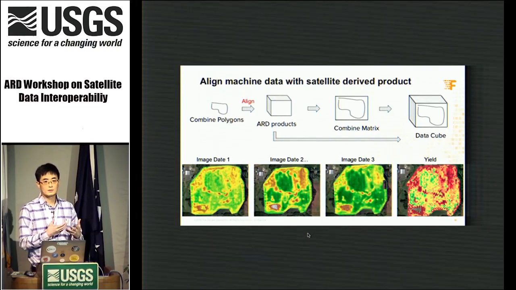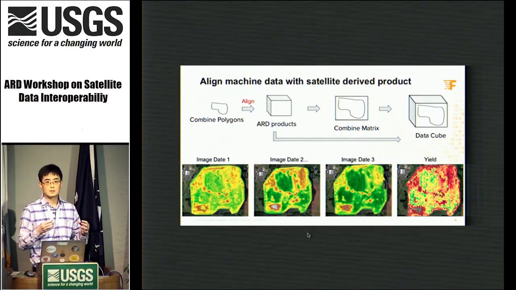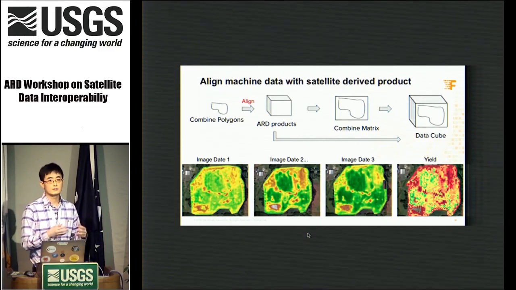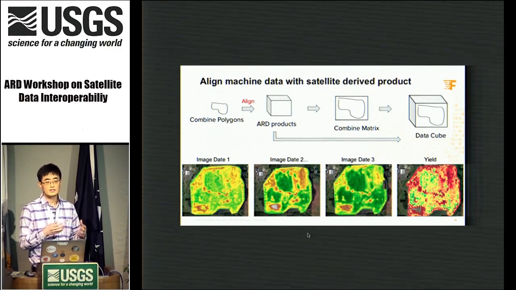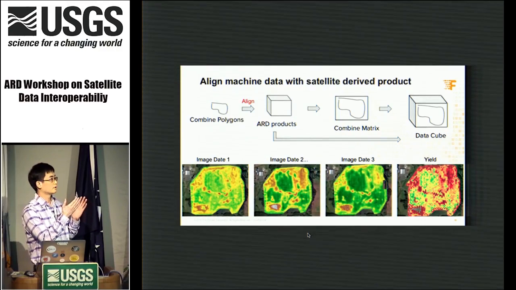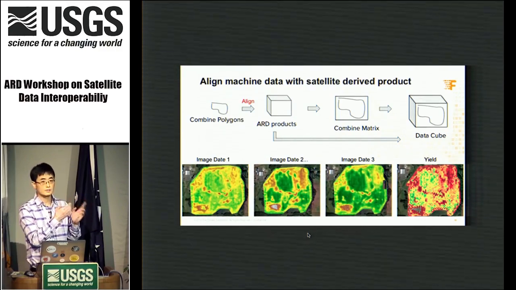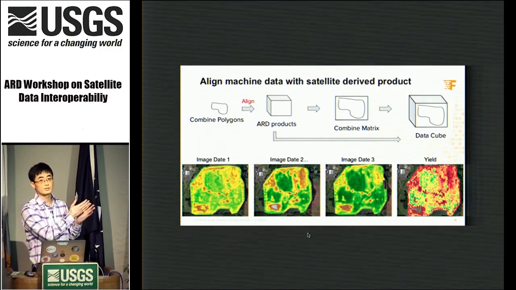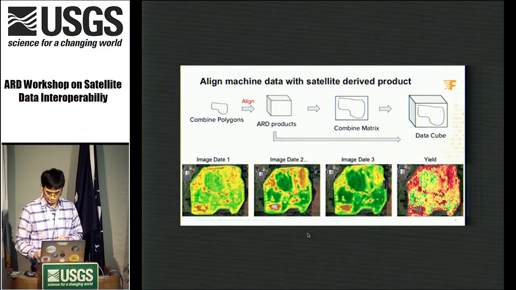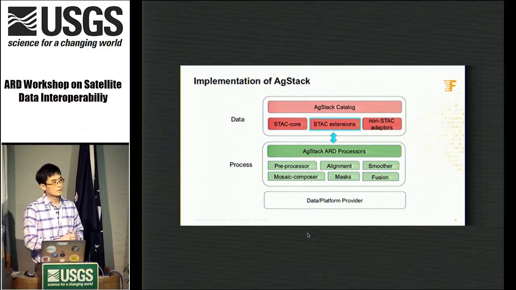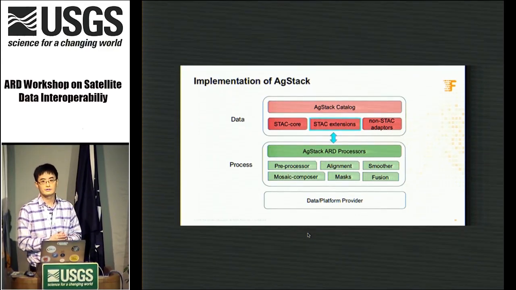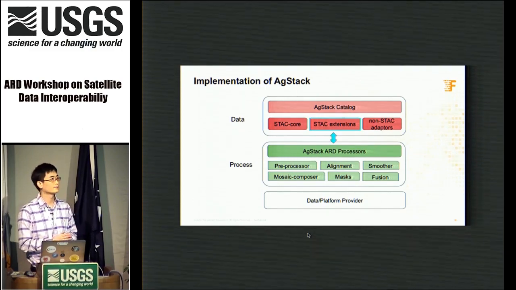And after we do that, we can combine this ARD product as well as the combined assets into the same data cube, and explore the relationship between the imagery time series and also the yield map. So this is a very conceptual, simplified architecture of the Agstack.